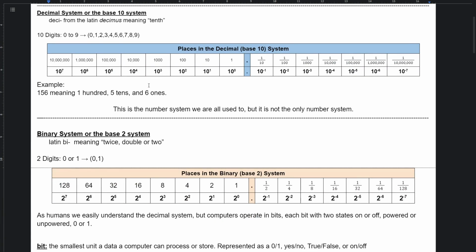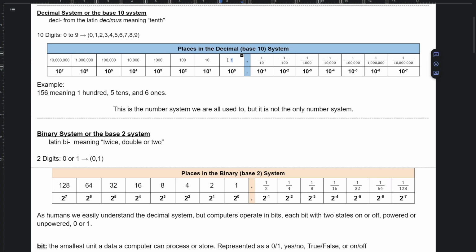So let's start with the decimal system. This is our base 10 system, meaning everything's based on tens. It comes from the Latin decimus, and it means tenth. And then we always have 10 digits, 0 to 9, like you see right here, and then 0 through 9 right there. And that is 10 digits. And that can go in every spot.